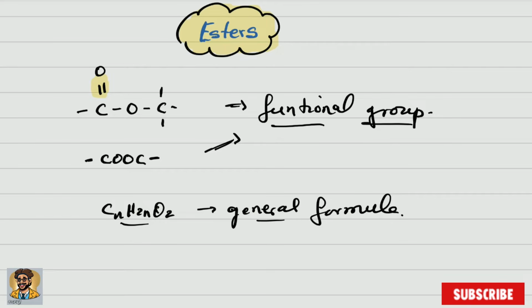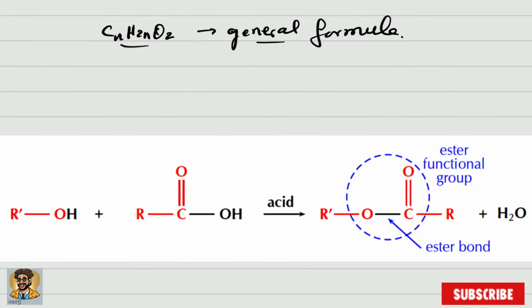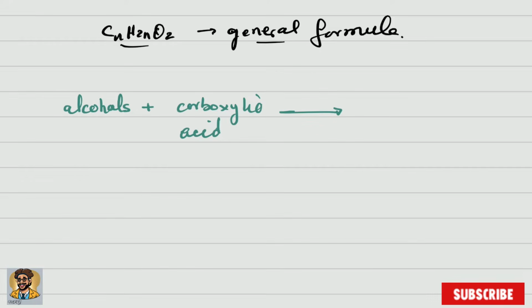Now, esters form when alcohols combine with carboxylic acid. That is a very important thing. When alcohol is combined with carboxylic acid, the products will be ester and water. This reaction is called esterification.